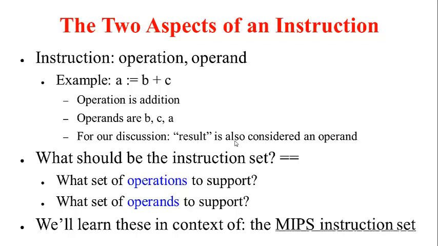Given that an instruction has two aspects, operation and operand, the question of what should be the instruction set of a machine essentially translates to what set of operations should we support and what set of operands for each of these operations. We will learn about these in the context of the MIPS instruction set. We'll use the MIPS instruction set as an example, not only because it is simple and thus easy for learning, but also a simple instruction set, it turns out, can oftentimes give better performance than complicated instruction sets. An example of a complicated instruction set would be the x86 instruction set.